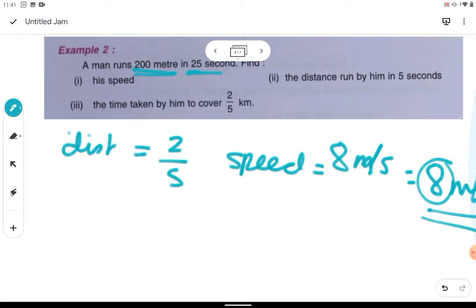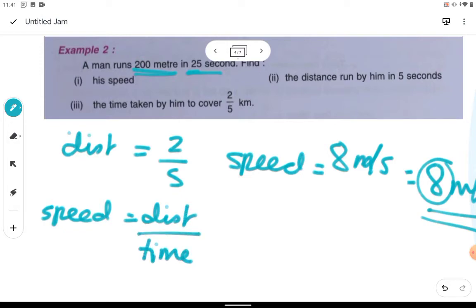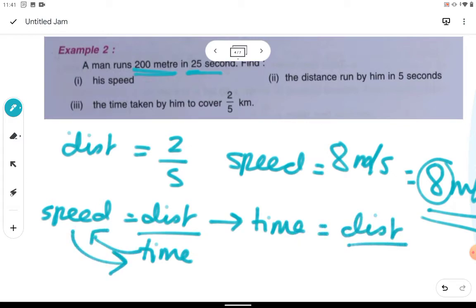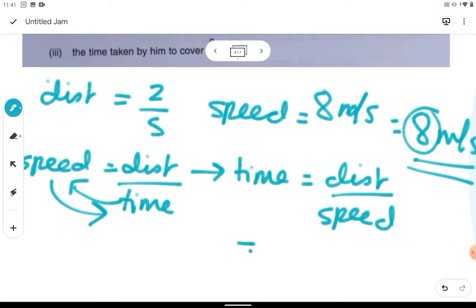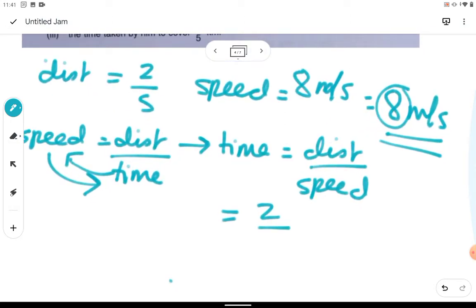So we know speed is equal to distance by time. This is the only formula you have to remember. From this formula you can derive the other two formulas. From here we can say time is equal to distance. Time moves up there, speed moves down here. Distance by speed. So time will be, distance is 2 by 5. 2 by 5 kilometer. Here is the trick.